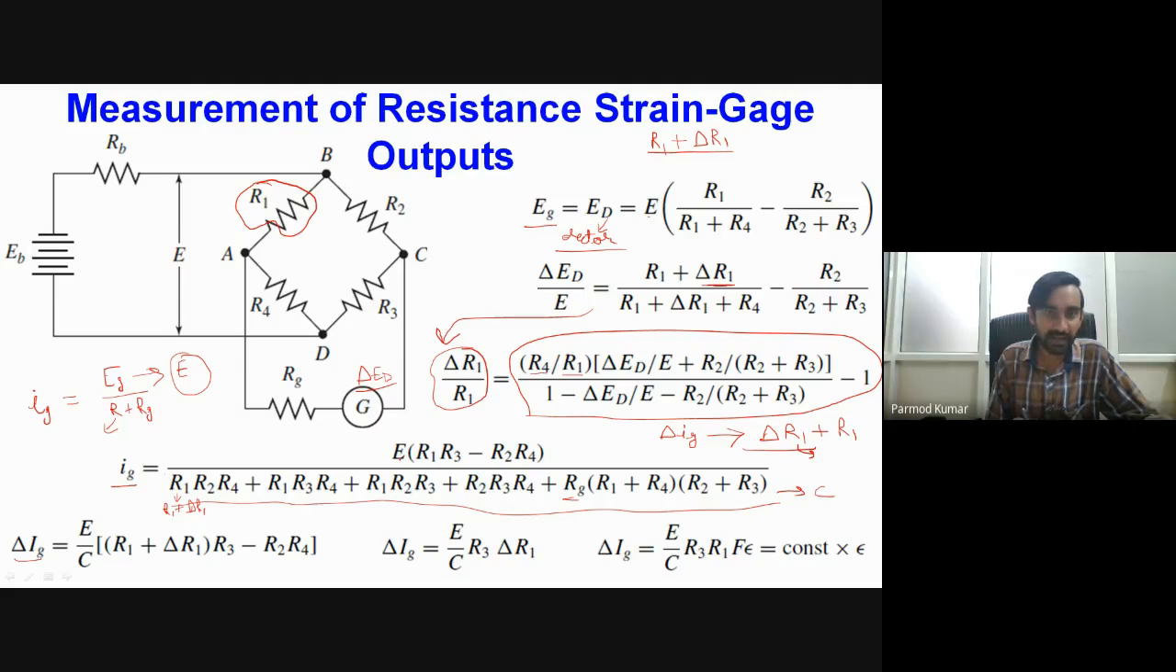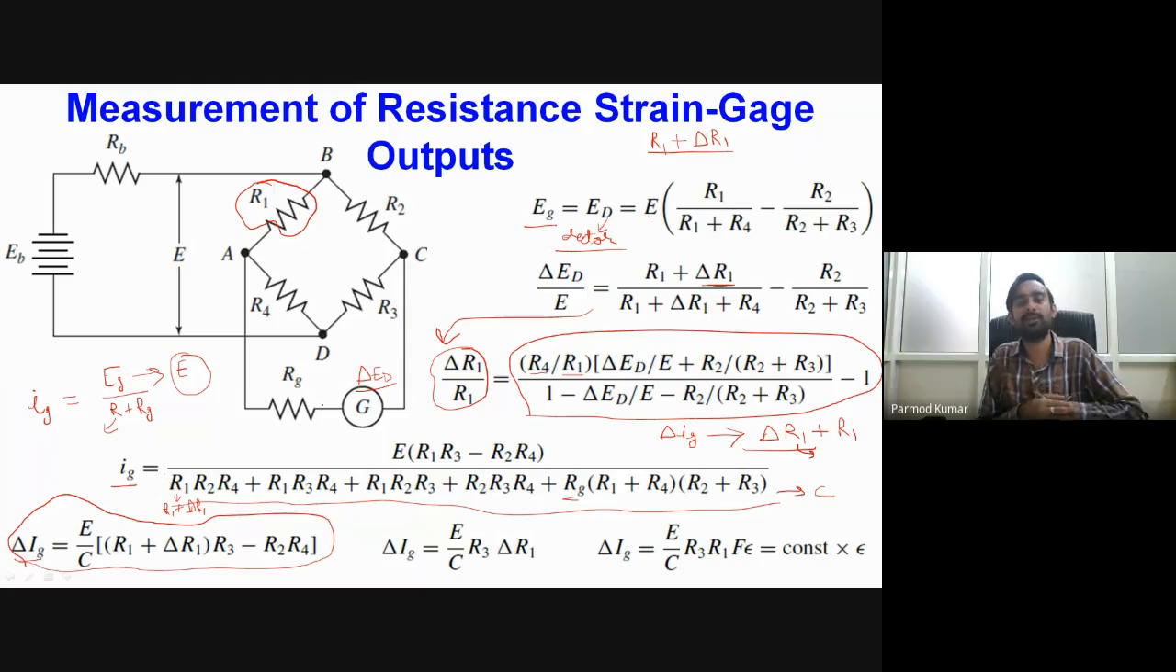Now I can write it as E by C times (R1 plus delta R1) into R3 minus R2 R4, because in the numerator R1 is actually changing by some amount delta R1. Over here we are relating the change in resistance directly to the change of current. So I can use some ammeter, which gives me the value of current, and depending upon the change in value of the current, I can directly relate it to the change in resistance.